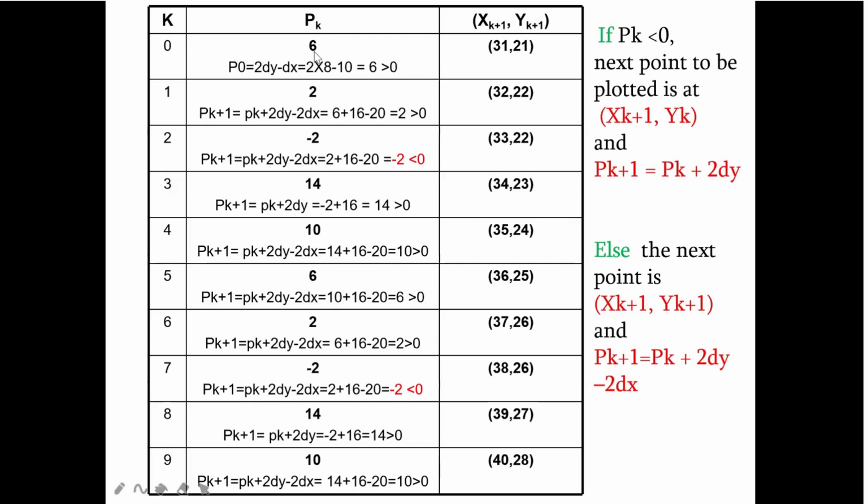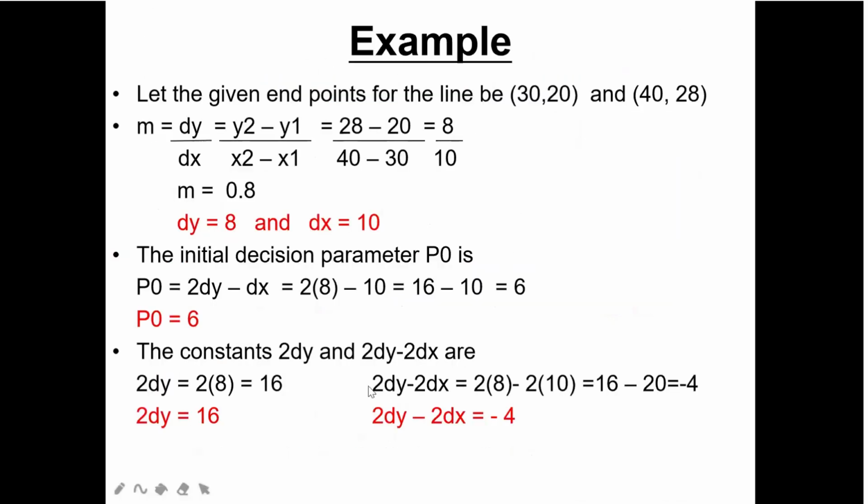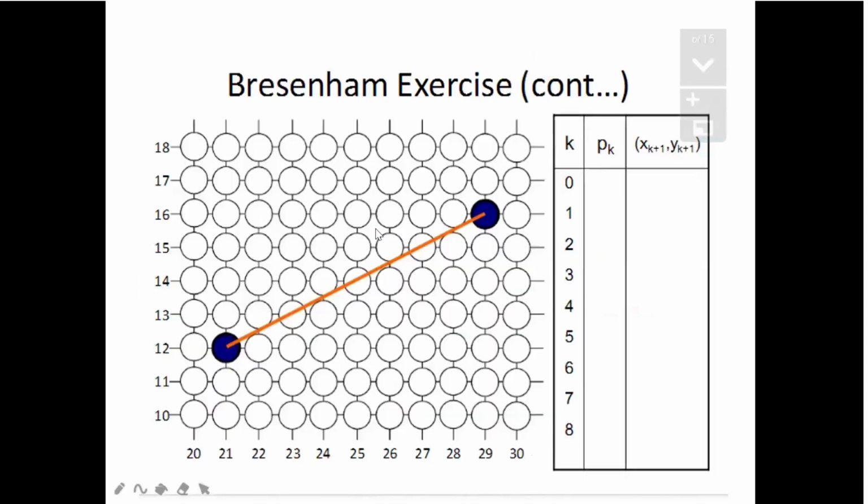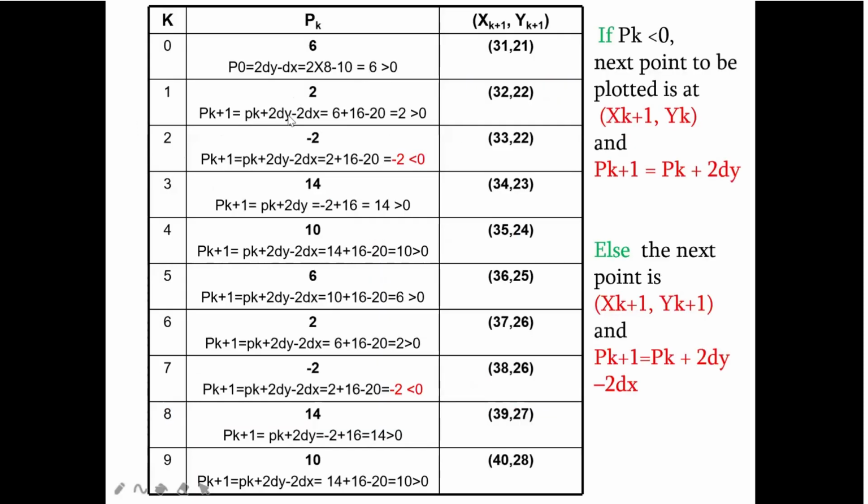So pk value, how much did we get here? 6. So I have kept it as 6 plus 2dy. How much is 2dy? The dy and dx values we already calculated in the previous step, and we have also directly calculated this 2dy minus 2dx. You can utilize the direct value, or you can take the individual values of dy and dx and calculate. So 2dy is 8, so 2 into 8 is 16. Dx value was 10, so 2 into 10 is 20. If you calculate this, you will get 2.